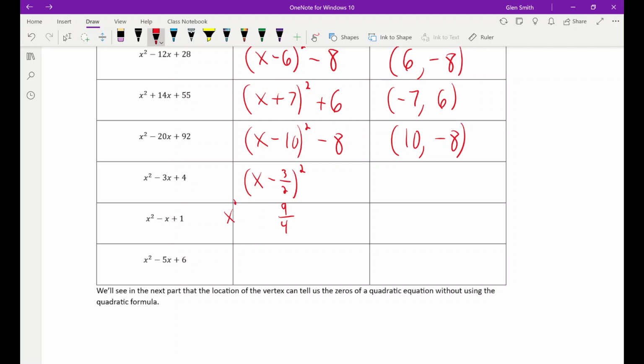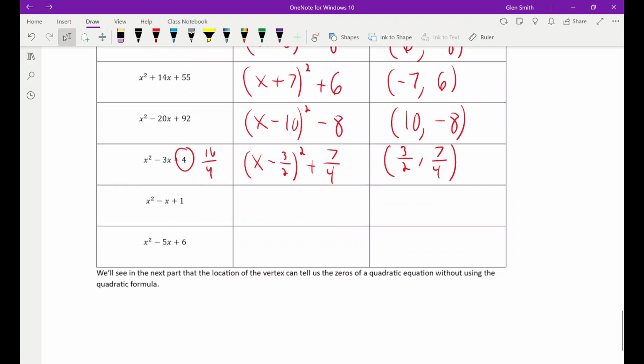Let's write the whole thing out. I'm going to get x squared minus 3x plus 9/4. But I don't need 9/4. I need 4, which is 16/4. So I'm going to have to add 7/4 to that to make it happen. All right, that's what I'm saying here. The number I need to add at the end of that is 7/4. So I know that my vertex is at 3/2, comma 7/4. All right.